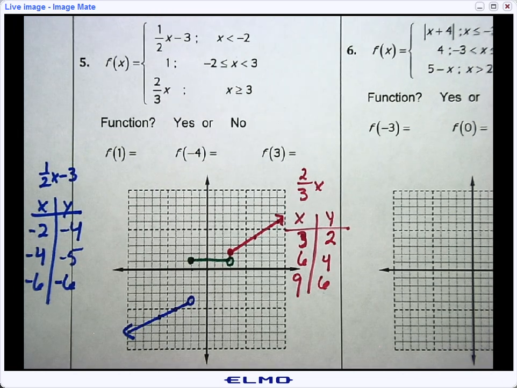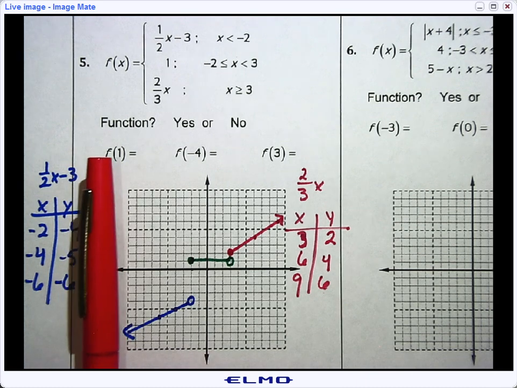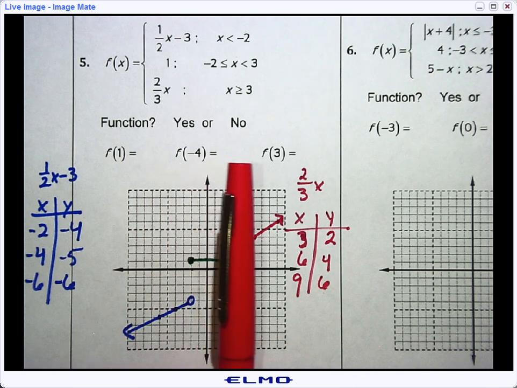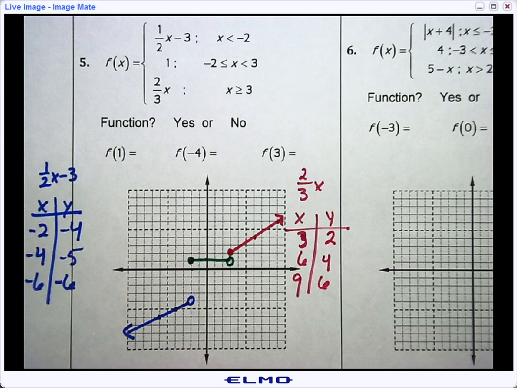All right, is this a function? Again, vertical line test. It's never going to hit either piece of that graph in more than one spot at a time. So yes, this is a function.